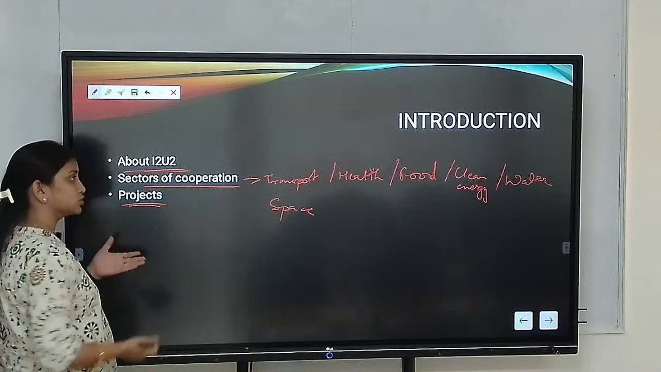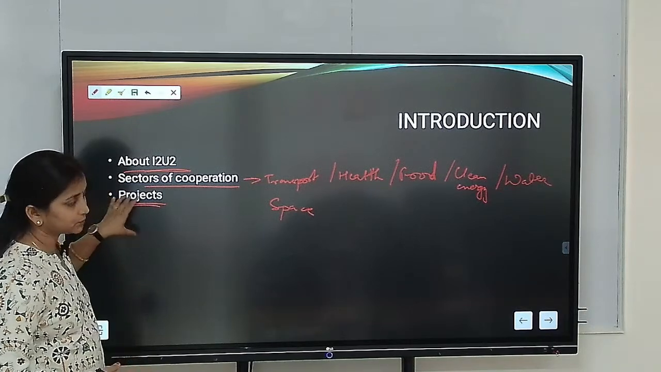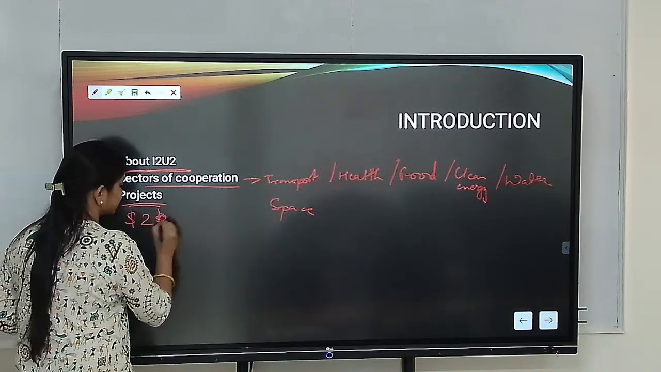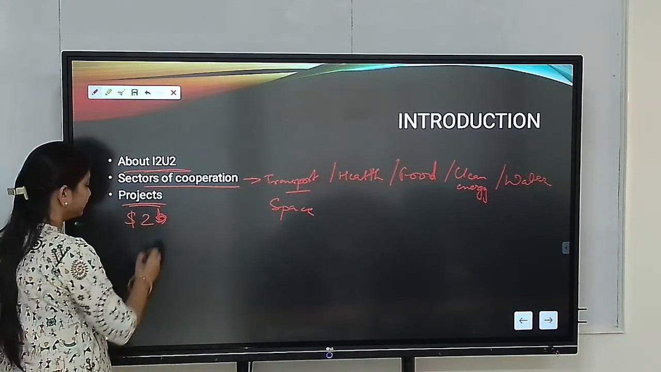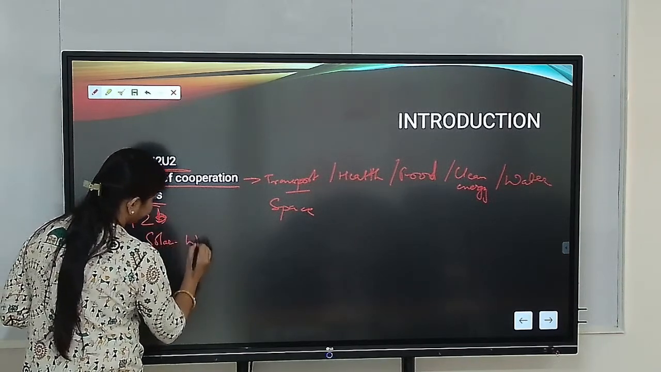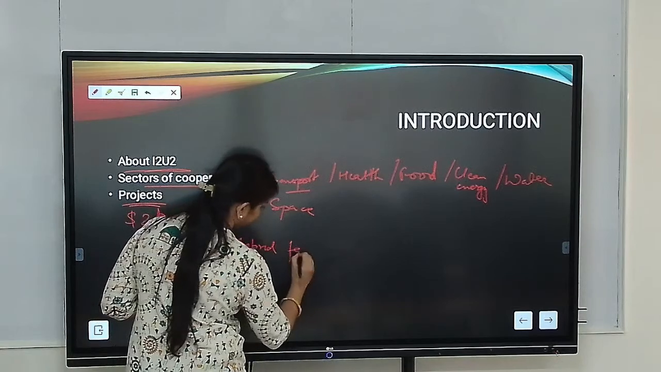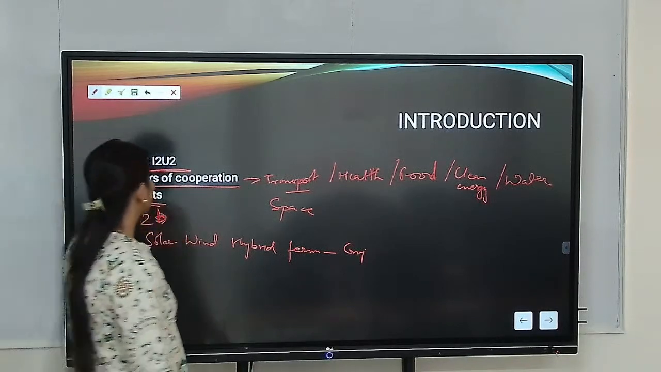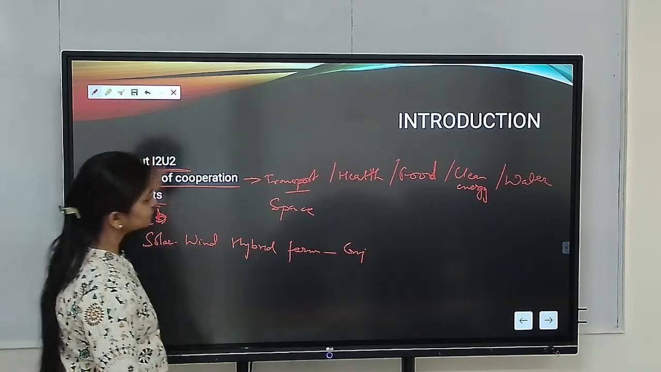Amongst the projects, this can also be the introduction. You can write about any 2 combinations. For example, after I2U2, we can switch towards examples of the projects which are running in India. For example, we are getting $2 billion assistance to work on these sectors from I2U2. Or we can also write about the huge solar wind hybrid farm which is being set up in Gujarat with assistance coming from I2U2. So we can write about I2U2 and the projects, or I2U2 and the sectors of cooperation. That can be our introduction.